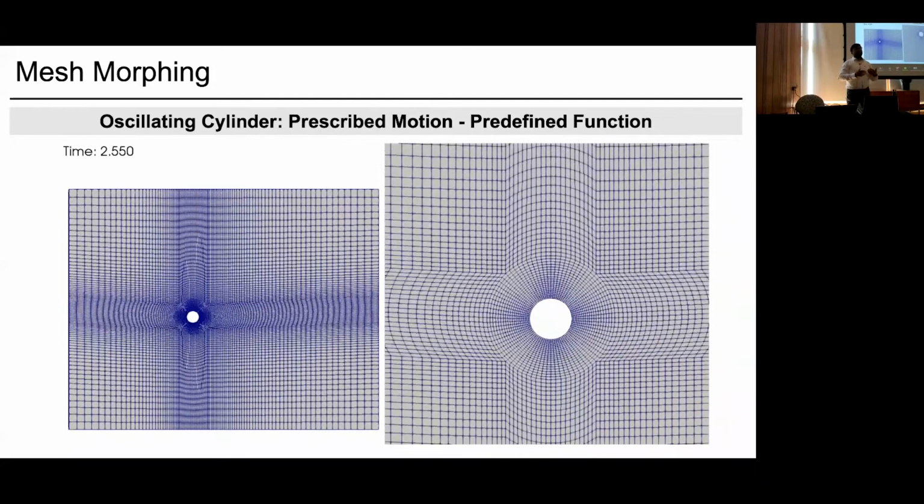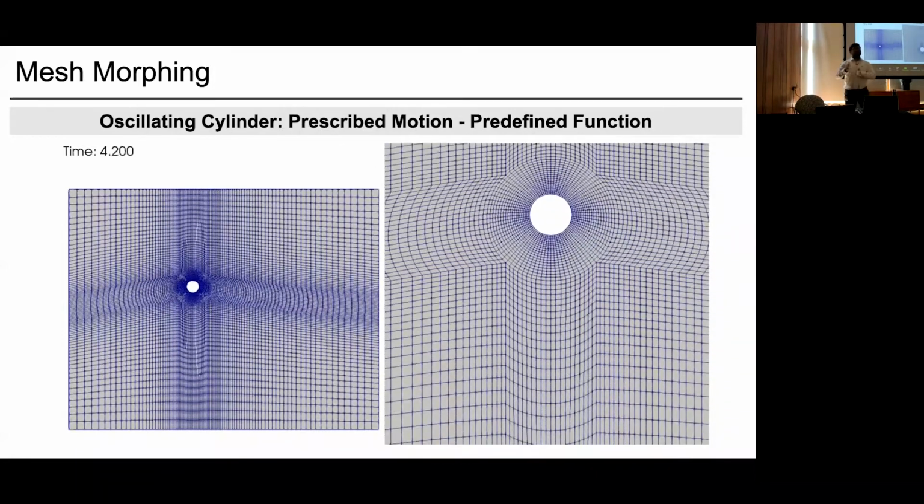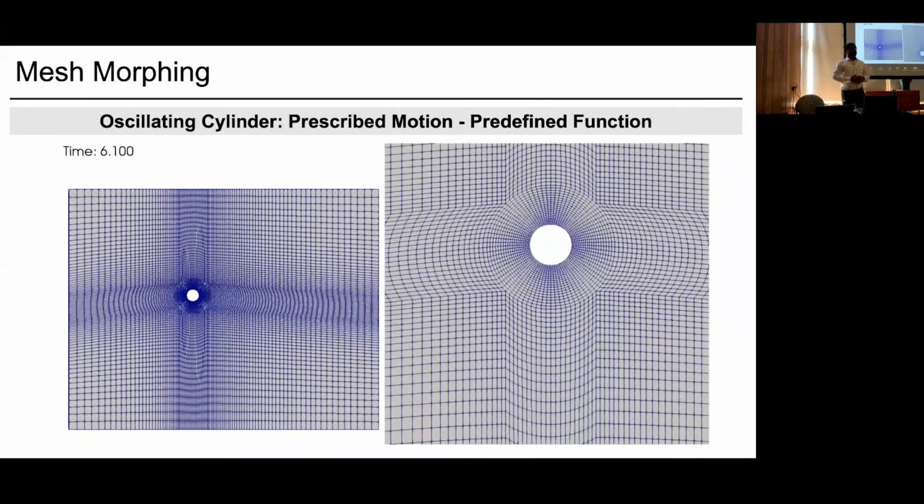So I would say that there are two solutions. One is remeshing, which is not so robust. Another is overset meshes. So any other? Yeah.